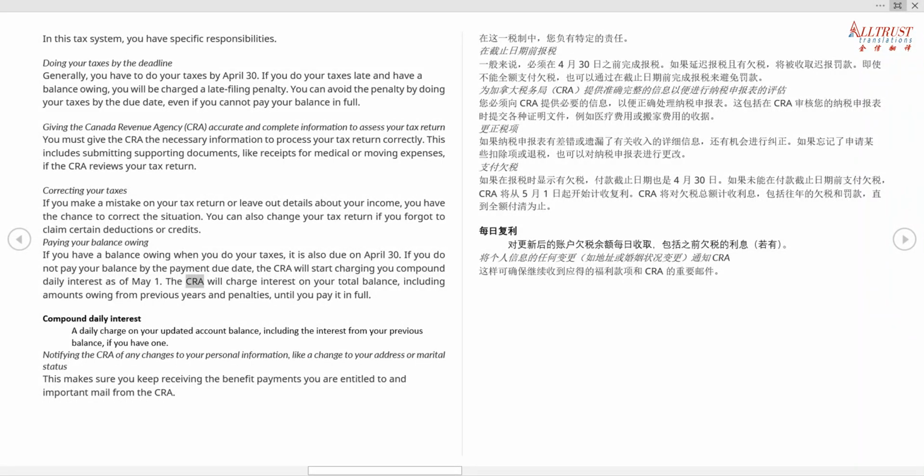The CRA will charge interest on your total balance, including amounts owing from previous years and penalties, until you pay it in full. Compound daily interest. A daily charge on your updated account balance, including the interest from your previous balance, if you have one. Notifying the CRA of any changes to your personal information, like a change to your address or marital status. This makes sure you keep receiving the benefit payments you are entitled to and important mail from the CRA.